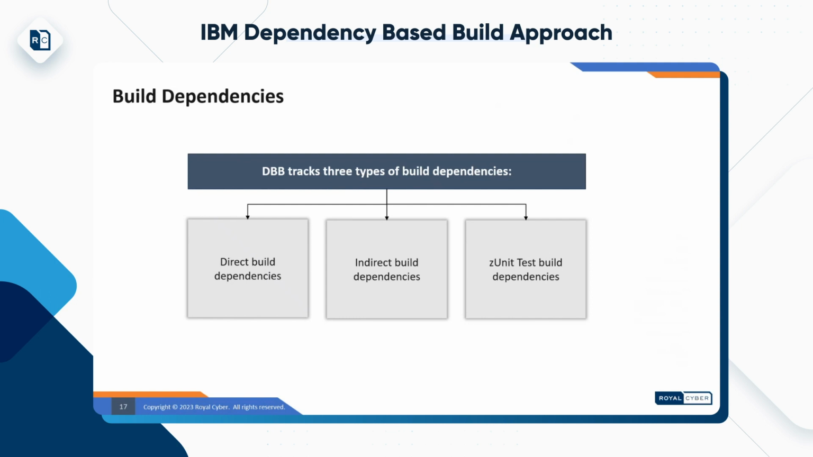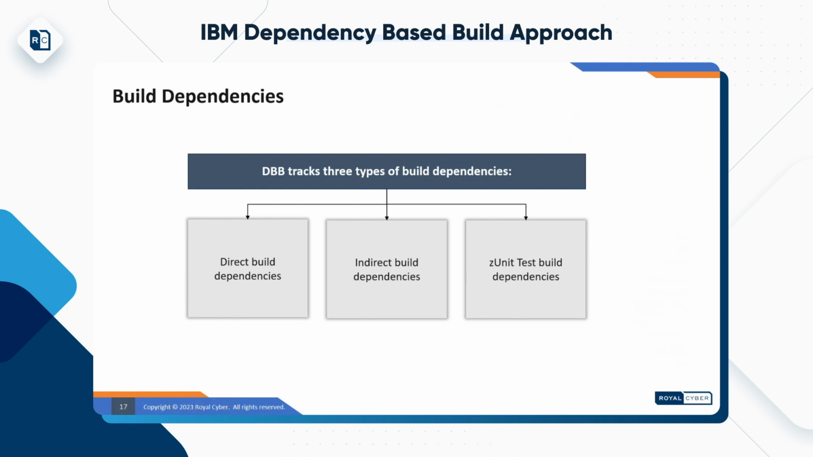So it supports both, and to perform this kind of build, it keeps 3 different types of dependencies which help for building your z/OS application: direct build dependencies, indirect build dependencies, and zUnit test dependencies. So direct build dependencies means whenever you have a z/OS application, you will often have references.